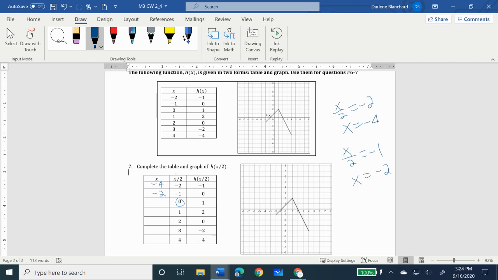Magical 0. If x divided by 2 is equal to 0, what is x? Ha ha! You can divide me by anything you want other than 0, but you can't do that here. You can multiply me by any positive or negative number. I'm going to be 0 either way, and I will stay here. Which is why this point right here is being forced to stay when I graph h of x divided by 2.